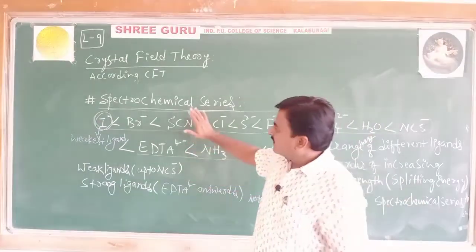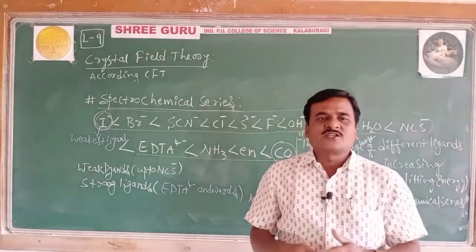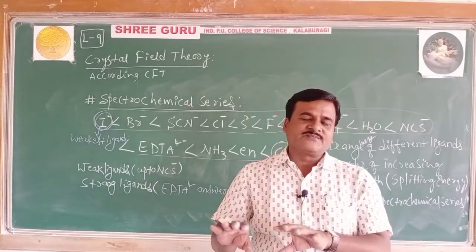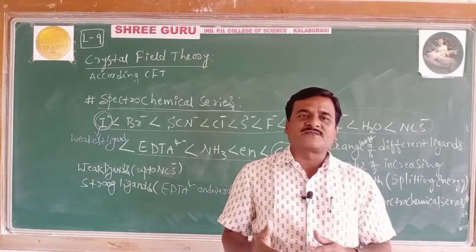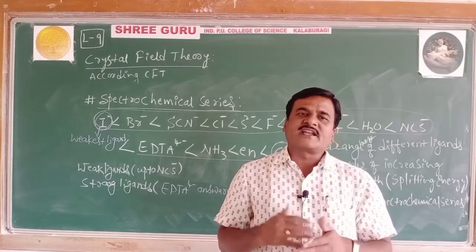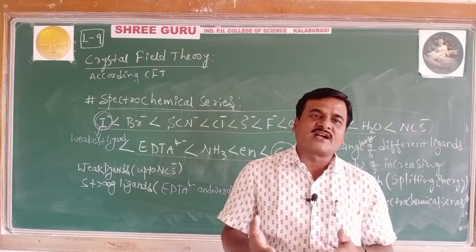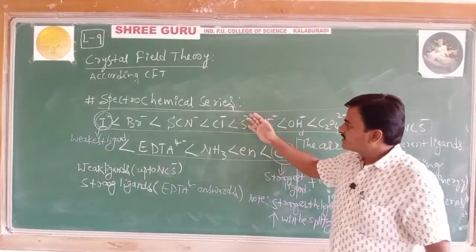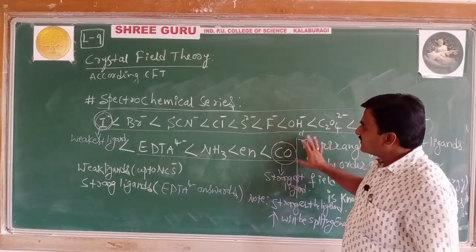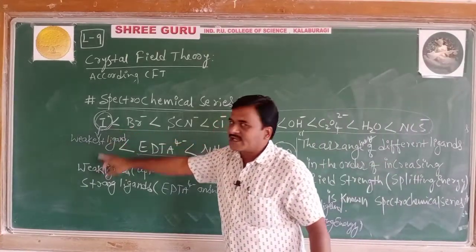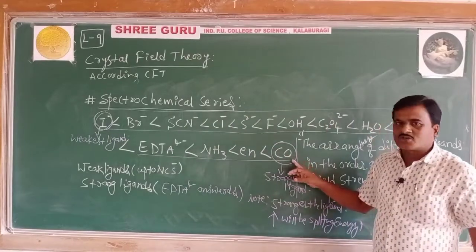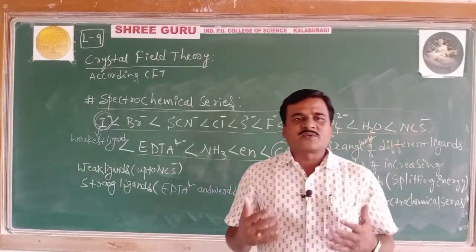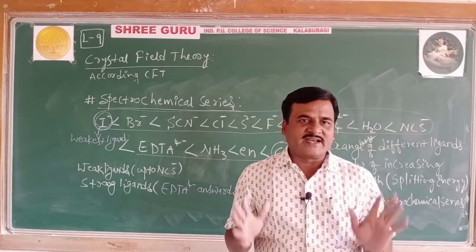Coming to the heading, spectrochemical series. So what is this spectrochemical series? It is the arrangement of ligands in the increasing order of their field strength. It is the arrangement of ligands in the increasing order of splitting energy, that is called spectrochemical series. In this series, I minus is the weakest ligand and CO is the strongest ligand. So stronger the ligand, higher will be the magnitude of splitting energy.